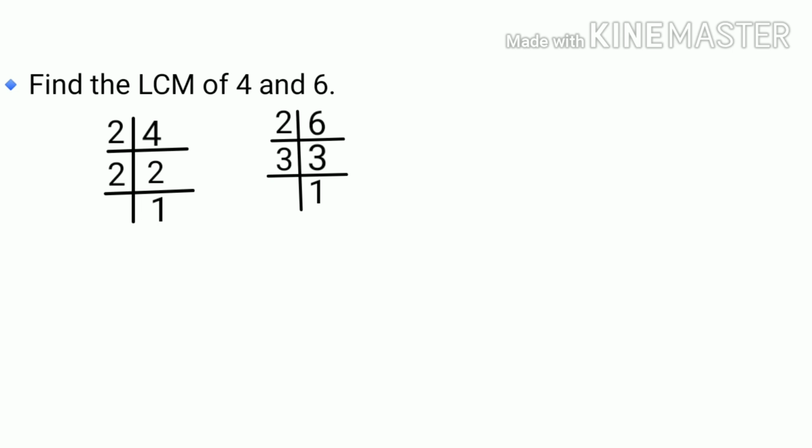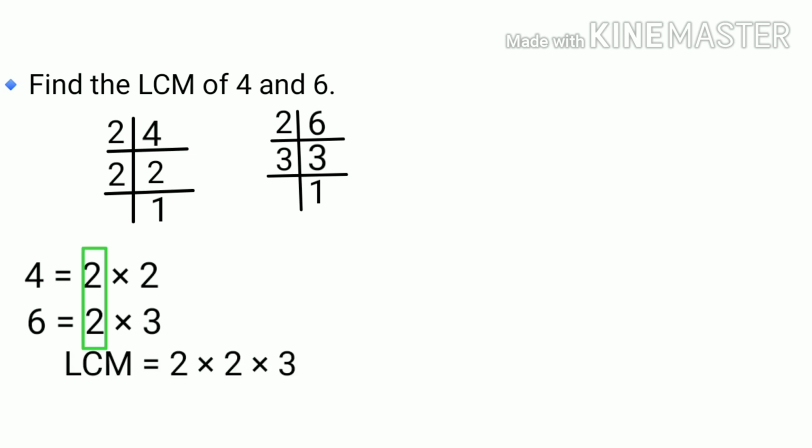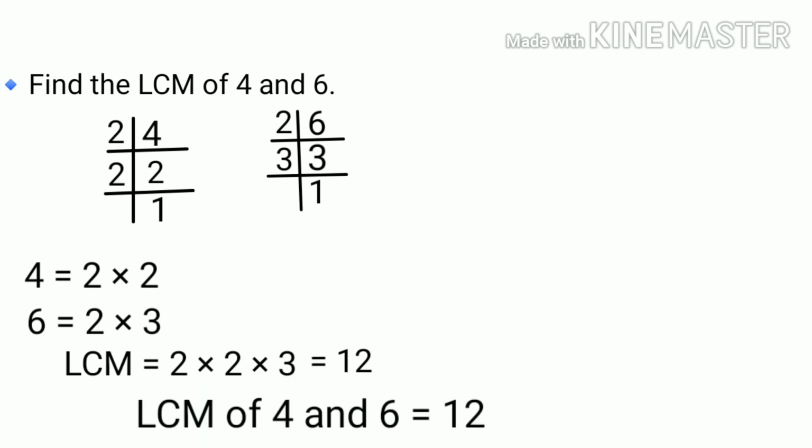Now we will represent 4 and 6 in terms of their prime factors. We can write 4 as 2 into 2 and 6 can be written as 2 into 3. Now here we can see only one time of 2 as common. So in the last step, to find the LCM of 4 and 6, we multiply the common factor 2 with the uncommon factors 2 and 3. And when we multiply 2 into 2 into 3, we get 12. So the LCM of 4 and 6 is 12. And this is the prime factorization method to find the LCM.